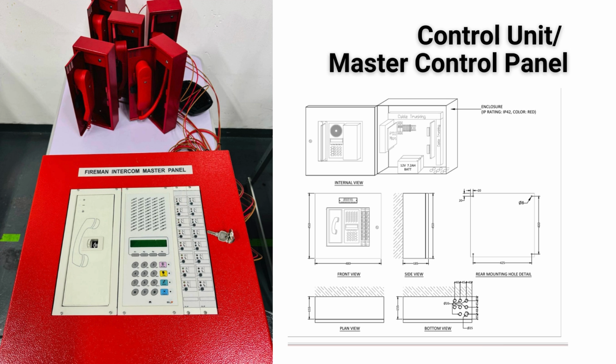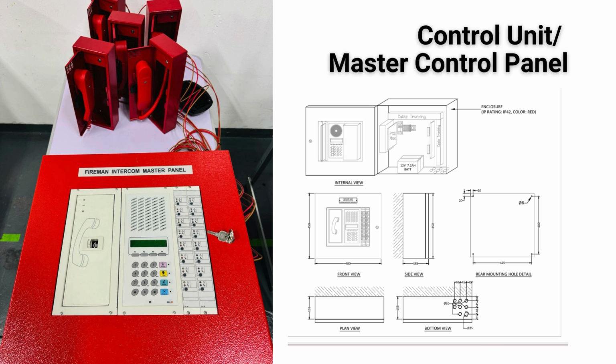Control unit or master control panel. This is the core of the EVC system, located in the central control room. It manages all voice communications across the facility, monitoring the system's status, coordinating communication zones, and managing emergency calls.